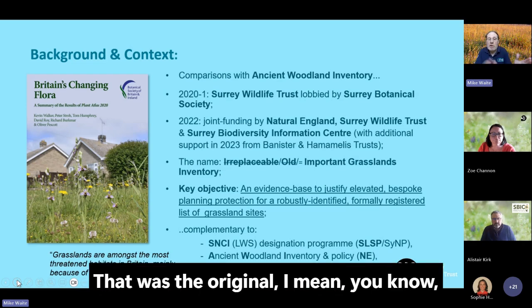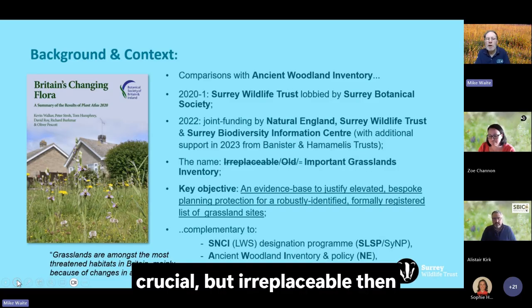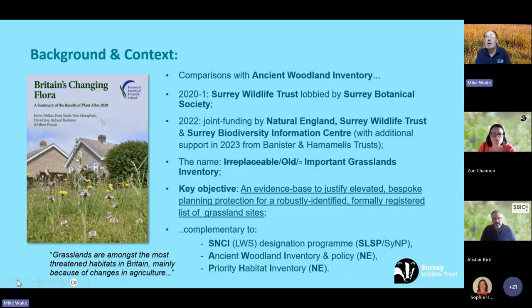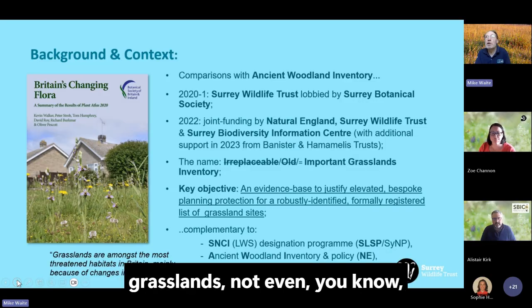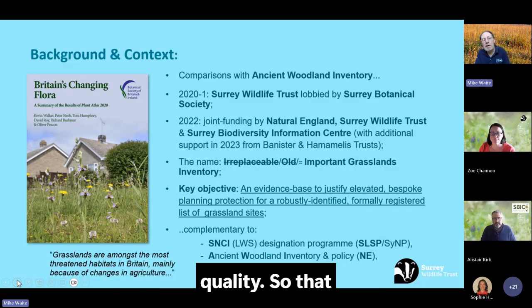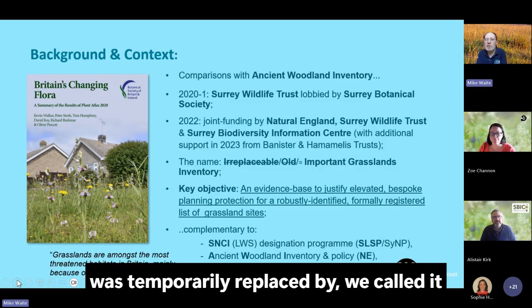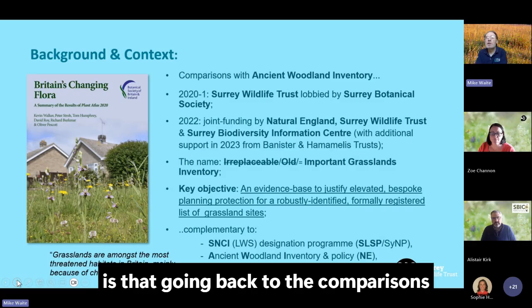On the name, we started off calling it Irreplaceable. That was the original. I mean, what's in a name? It's not that crucial, but Irreplaceable then kind of was usurped by the formal designation of what irreplaceable habitats are, which don't include any grasslands, not even the lowland meadows of the highest quality. So that name was kind of taken away, but then it was temporarily replaced by, we called it the old grasslands.